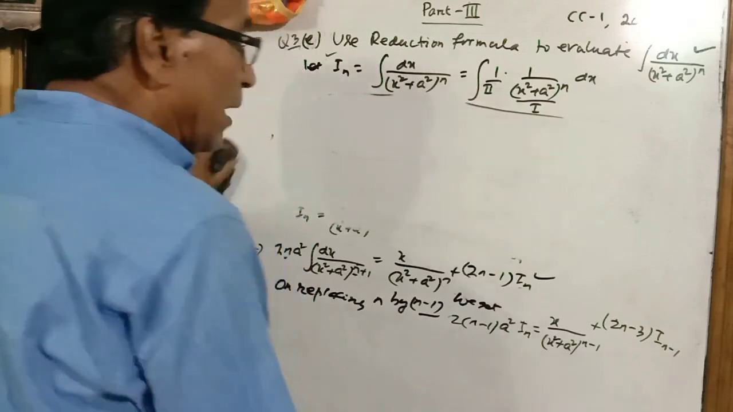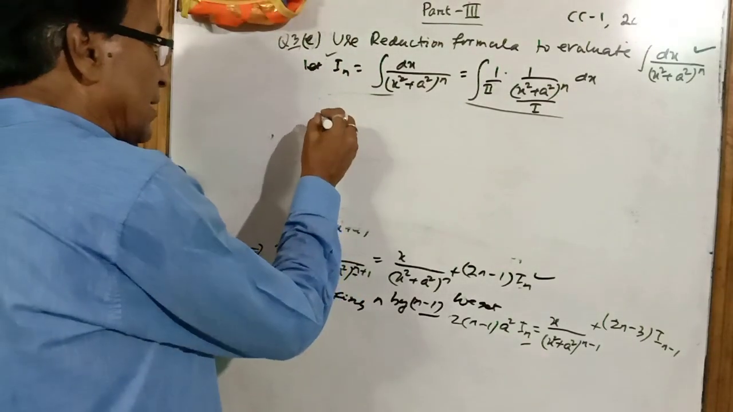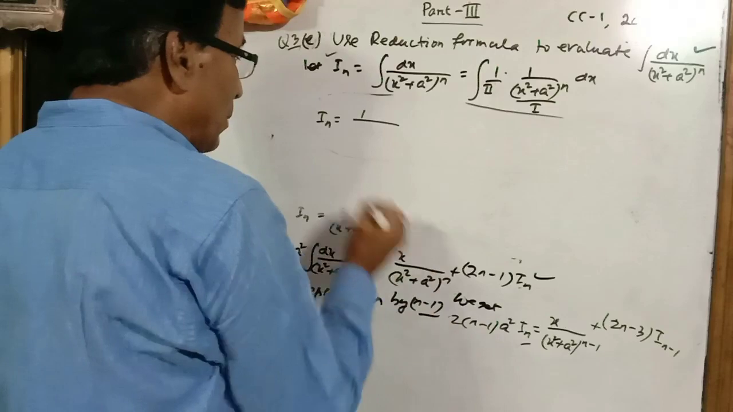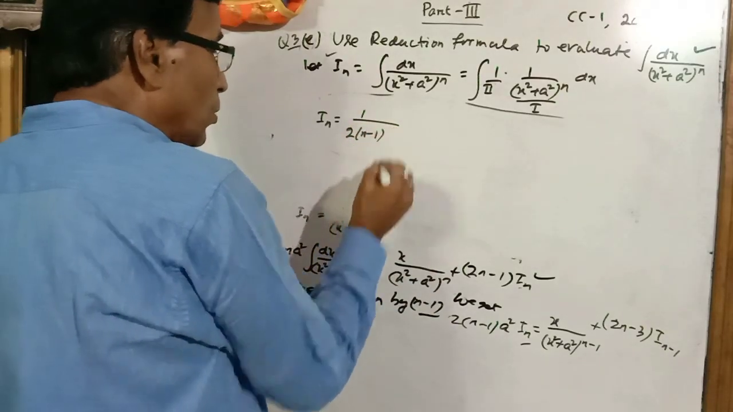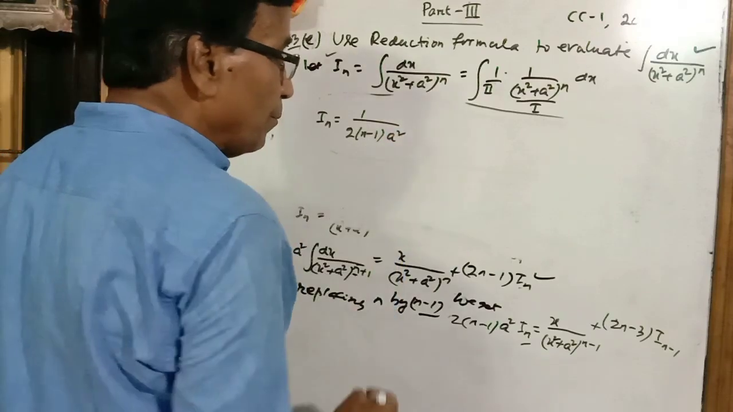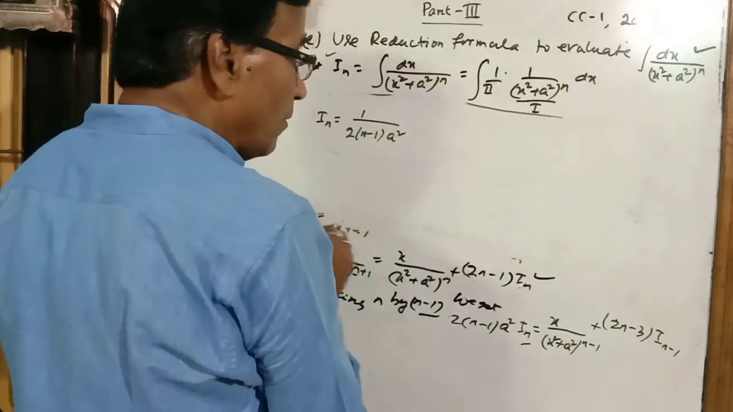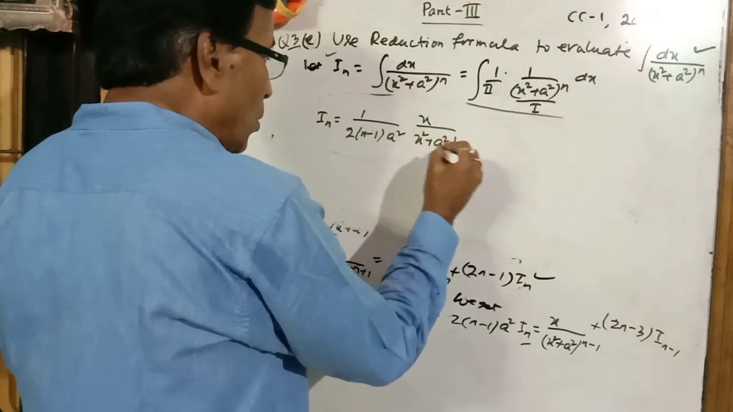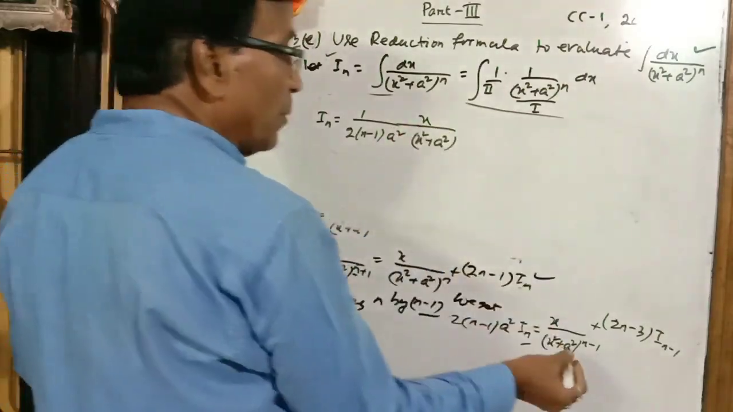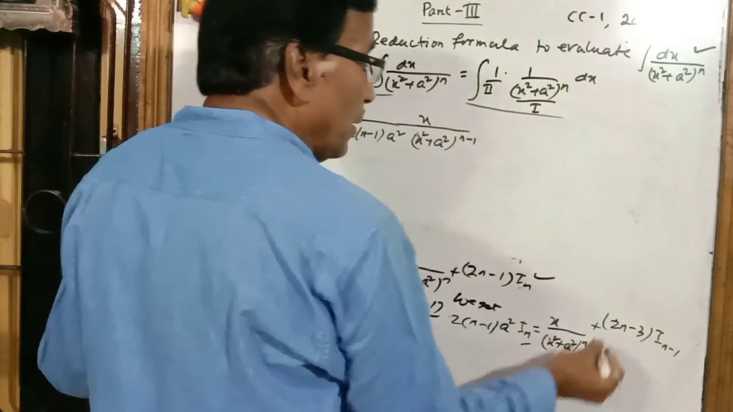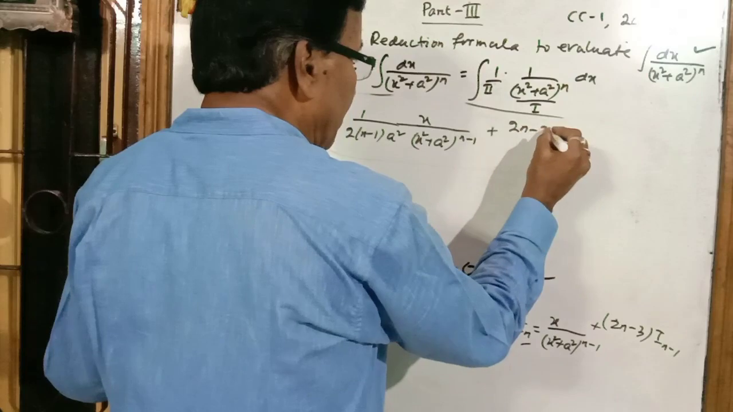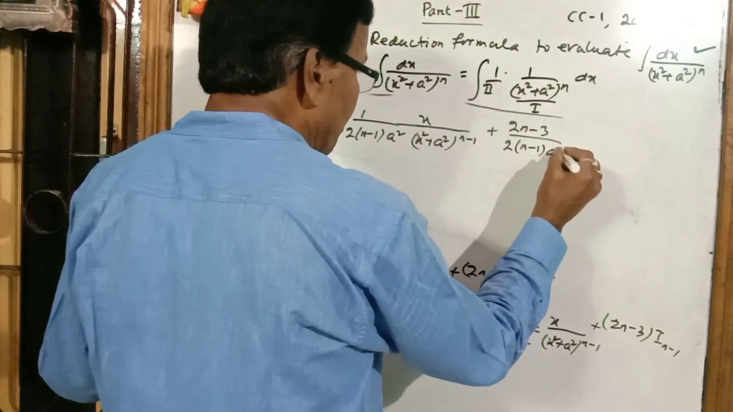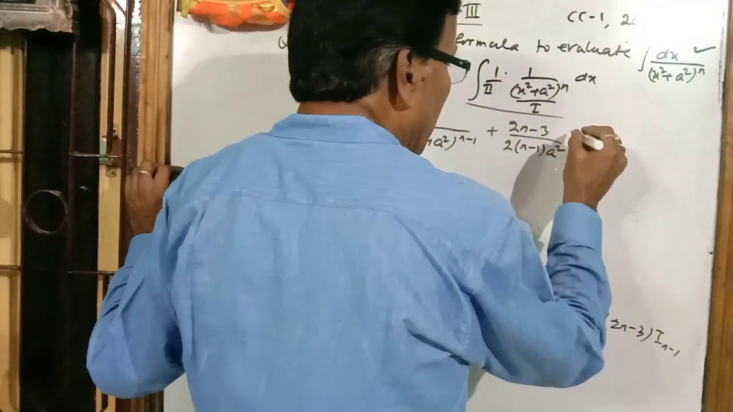So from here we can find out the value of I subscript n. So I subscript n is equal to 1 by [2 into (n minus 1) a square] whole into x by (x square plus a square) whole to the power n minus 1, plus (2n minus 3) divided by [2 into (n minus 1) a square] into I subscript n minus 1.